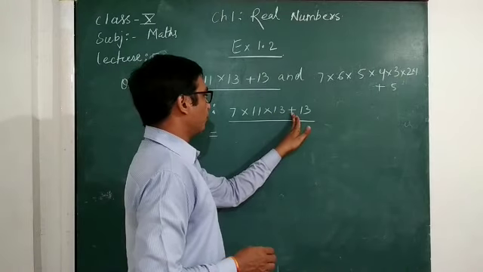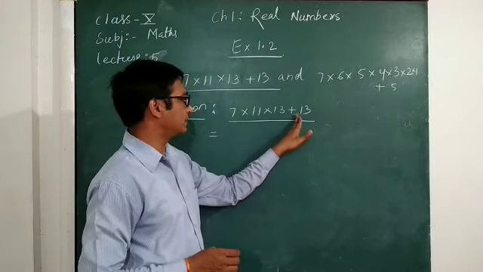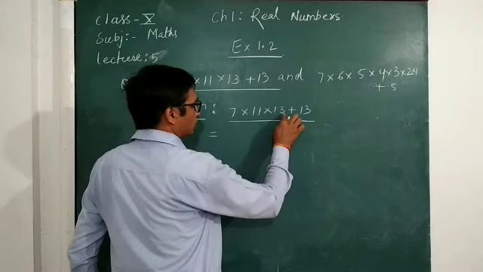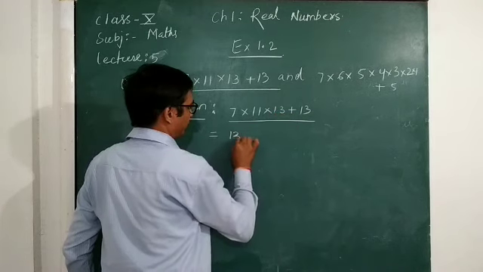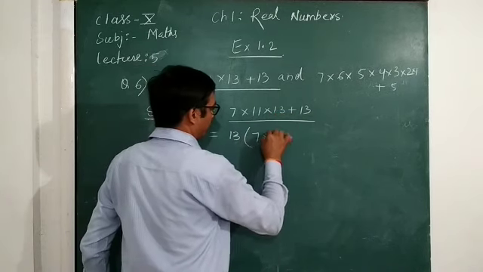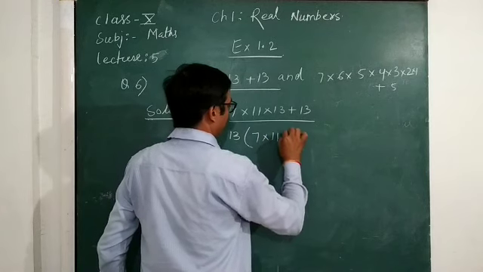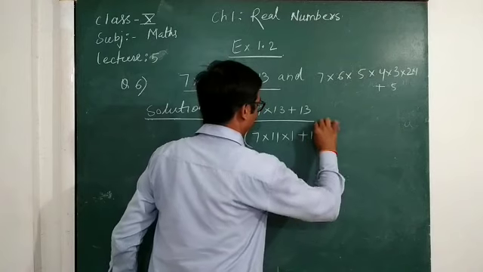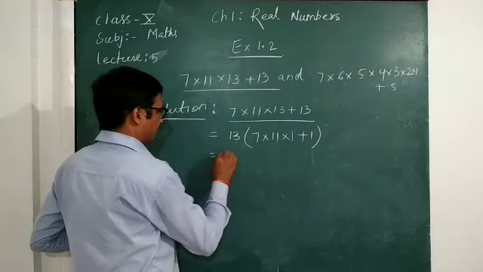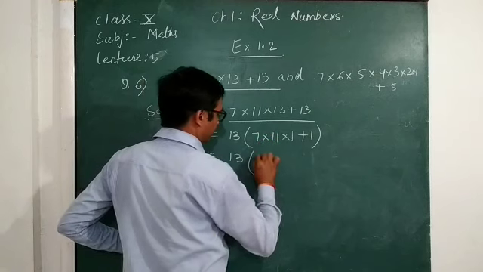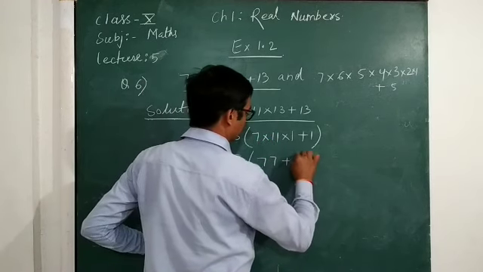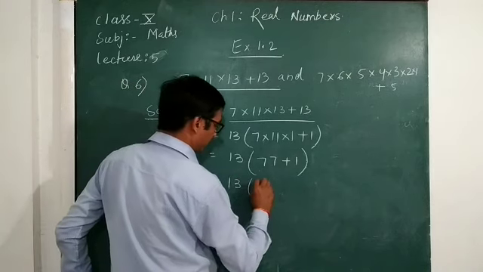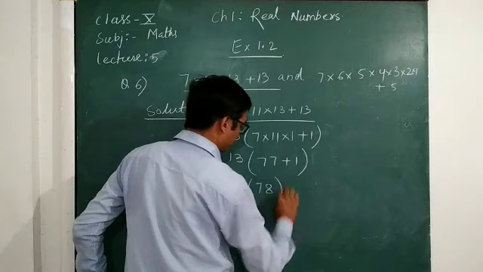So before this plus 13, there is 13. So we will take common among these two numbers. The common is 13, so we will take 13 out. So we will get 13 into (7 into 11 into 1 plus 1). Now it will be 13 into (77 plus 1). So again 13, and here it is 78.